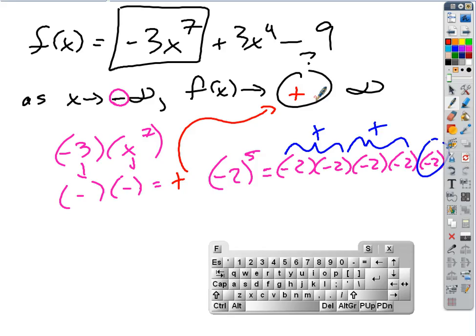All right, so what's the leading coefficient? 10. The number in front of the biggest power of x, 10. Right.